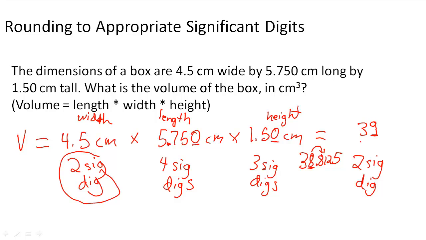So this one has 2 significant digits, so the answer is 39 centimeters cubed, because we also multiplied centimeters times centimeters times centimeters, and that creates centimeters cubed to give us a 3-dimensional volume of the box. So 39 centimeters cubed is the answer to this problem.